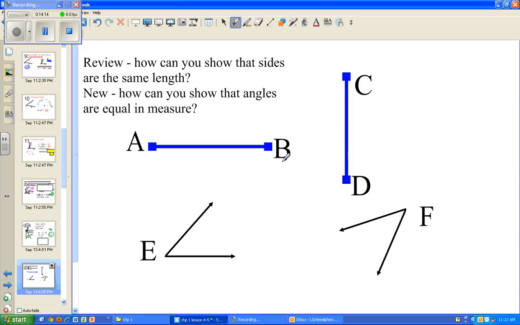Okay. Review. How can we show sides are the same length? We show sides or segments are the same length with ticks. How do we show angles are equal in measure? With arcs. And again, if they were hooked together, make sure that you stagger your arcs.